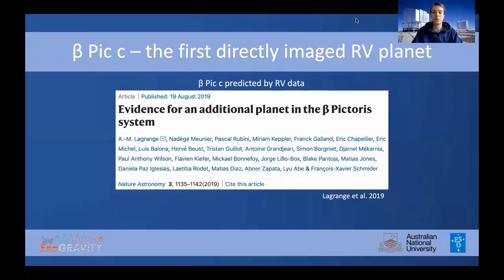Speaking of Beta Pictoris, in August 2019, Anne-Marie Lagrange and her collaborators announced evidence for an additional gas giant in this system based on radial velocity data, so that in February and March 2020, we again pointed the 4 UTs at the Beta Pictoris system.